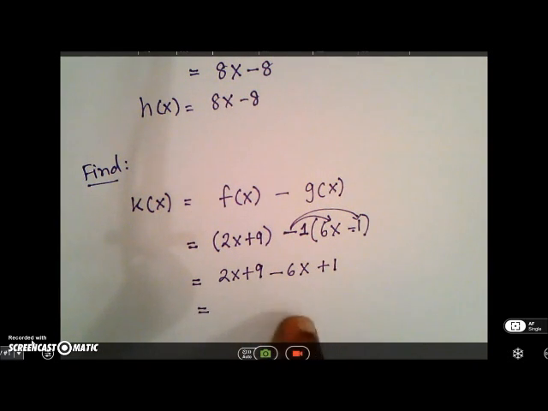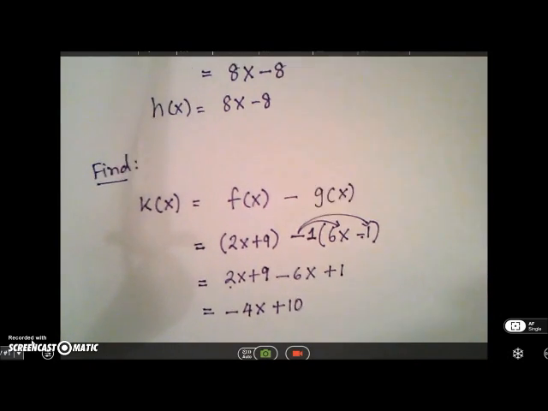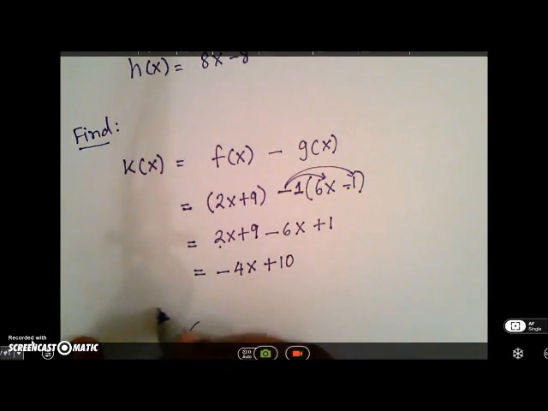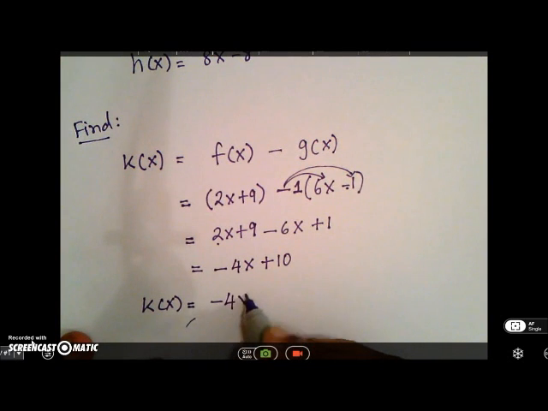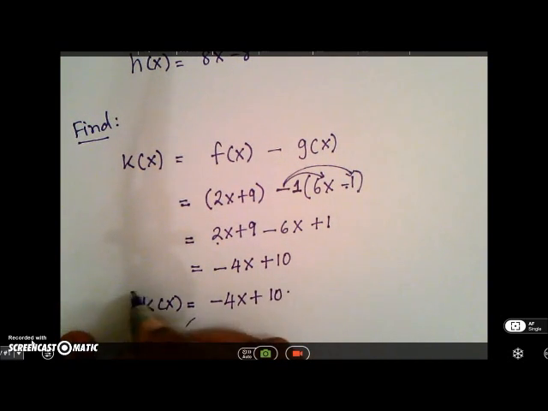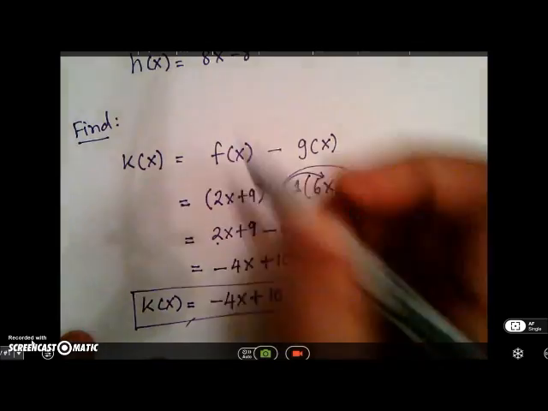I'm going to combine like terms. My like terms are 2x and -6x. So 2x minus 6x will give you a -4x. And +9 and +1 together will give me a +10. So I got my new function k of x, which I get by subtracting f of x and g of x, which is -4x plus 10. So that's my new function k of x.